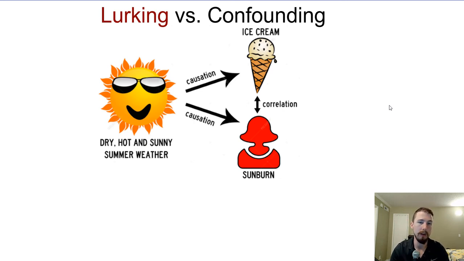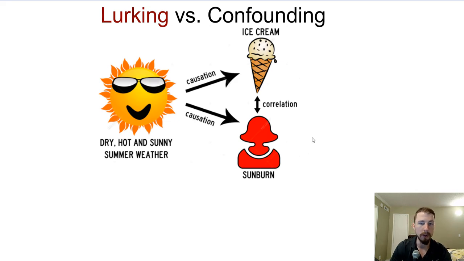All right, the other thing we need to talk about is lurking versus confounding. Lurking variables are outside forces or outside factors that we didn't control for, that we really need to control for, that are going to cause us to think that there is a causal relationship when there really isn't. So for instance, on dry, hot, sunny summer weather, we have increased ice cream sales and increased sunburns. So clearly it is the weather that's causing people to want ice cream and to get sunburns.